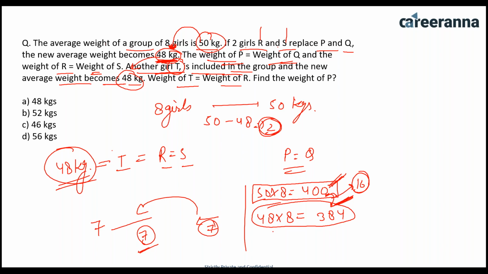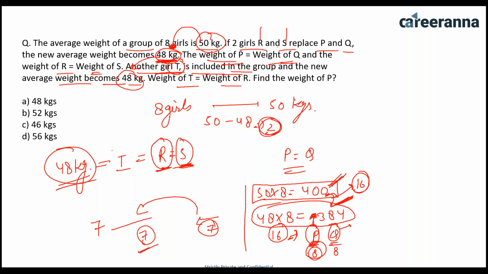Now this 16 is there because of P and Q, and both of them are of equal weight. If they have equal weight, that means these people are 8 kgs more than T, R, and S. Is it clear to everyone? Because R and S, P and Q have the same weight, and 16 is extra because of these two people. That means 8 is extra because of one person, which is P, and 8 is extra because of another person, which is Q.